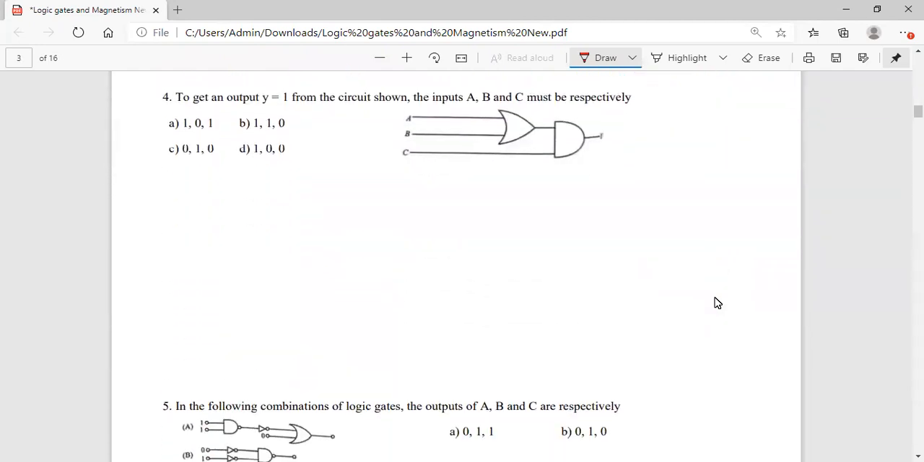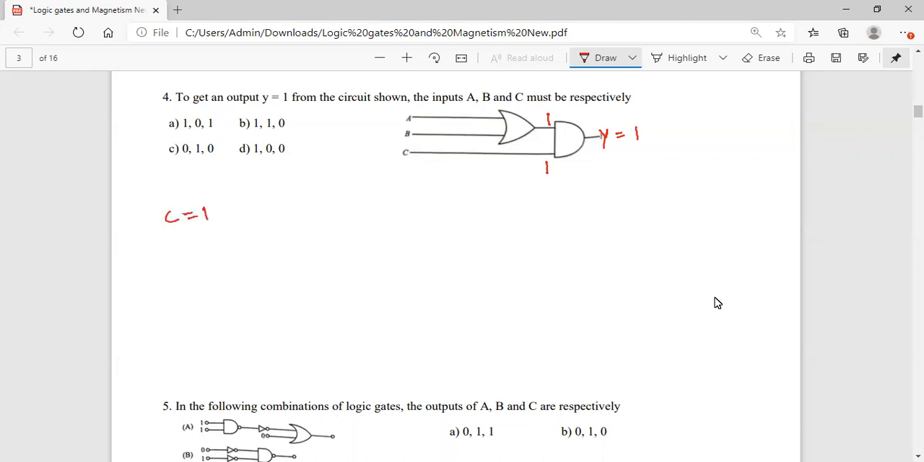Next one. To get an output Y equals 1 from the circuit shown, the inputs A, B and C must be respectively. Yes, the output Y should be equal to 1. So to get Y equals 1, this is an AND gate. In case of an AND gate, output is high only when both the inputs are high. This means both the inputs must be 1, 1. That shows that C is equal to 1.